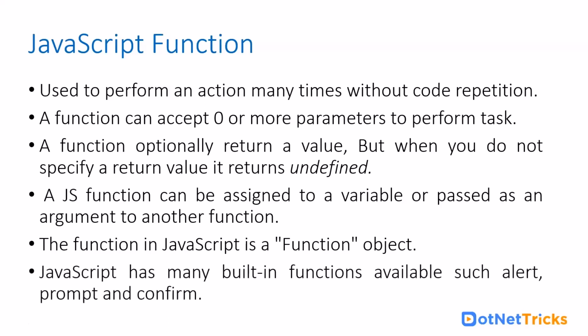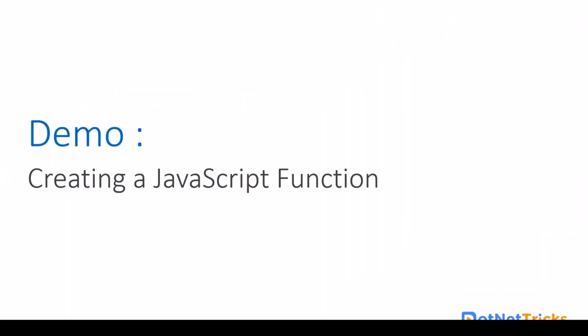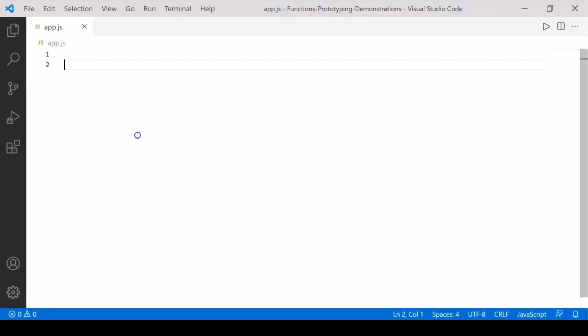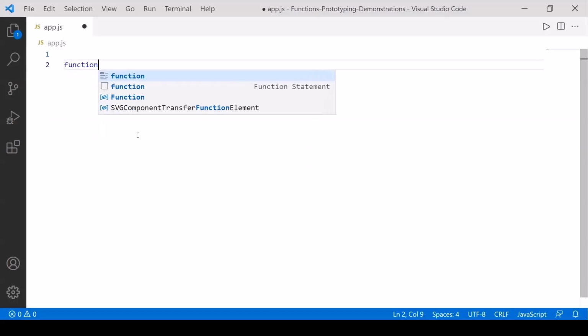JavaScript has many built-in functions such as alert, prompt, and confirm. As I discussed, each function is treated like an object in JavaScript, and these are also treated like objects. Let's try to understand how to create a JavaScript function practically. I just switched to Visual Studio Code to understand the function creation.